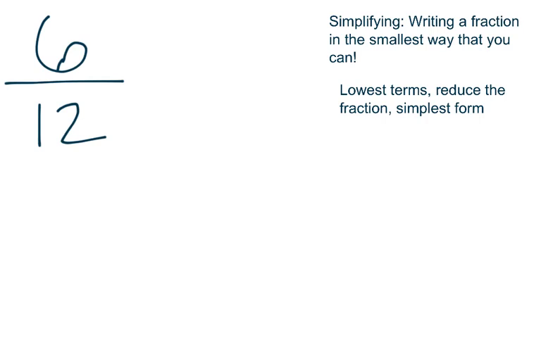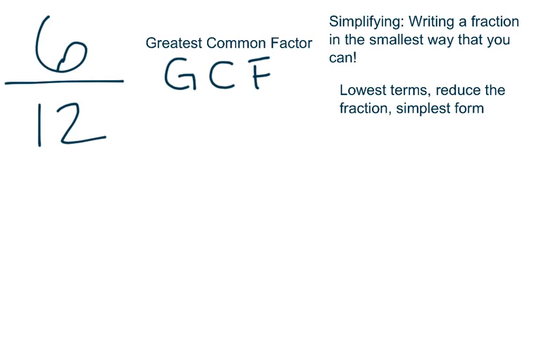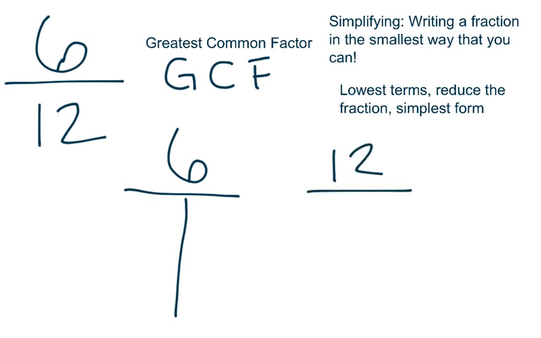So to do this, we need to find something called the greatest common factor. And I'll refer to the greatest common factor a lot as the GCF. So I'm just taking the letter from the beginning of each of those words to abbreviate it and make it shorter. So to find the GCF, the first thing you're going to do is take your numerator, which is the top of your fraction, and the denominator, which is the bottom part of your fraction, and you're going to make a T-chart. So we'll have 6, and we'll have 12.